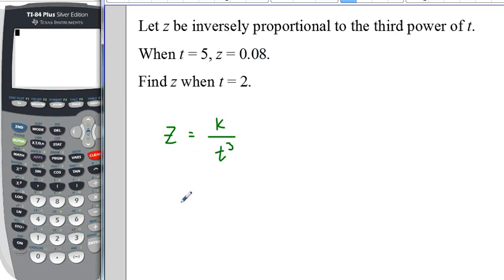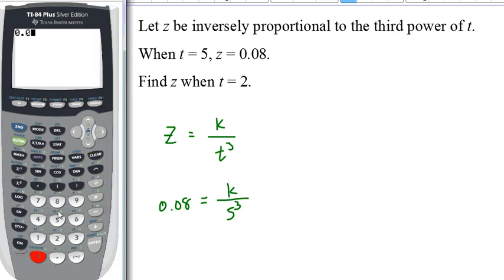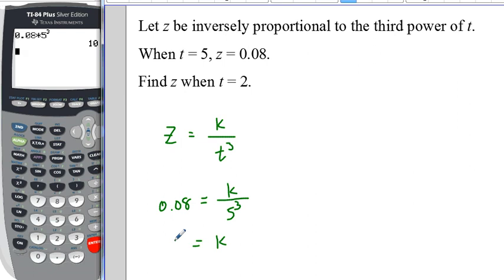So we know that t is 5, so we'll get that there. Here's k equals, and z is 0.08. So we just plug in all the numbers. And now we're going to solve. So I'm going to multiply by 5 cubed. Over here on my calculator, I can just type in 0.08 times 5 to the third. And I have my k value. K is 10. And I have my second step done.